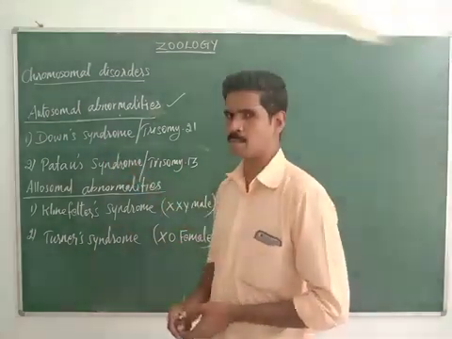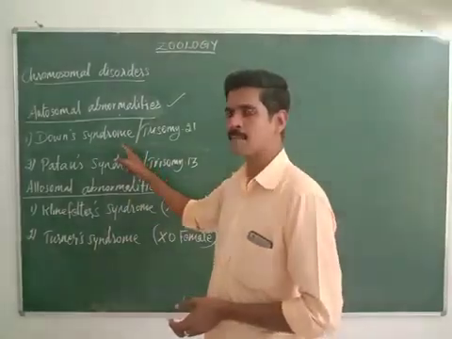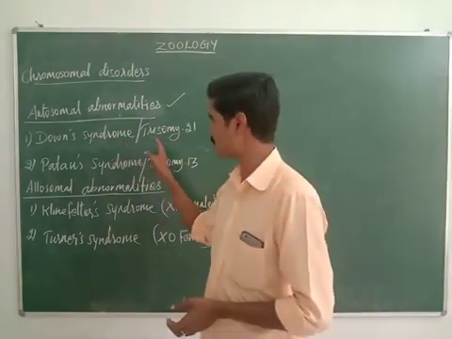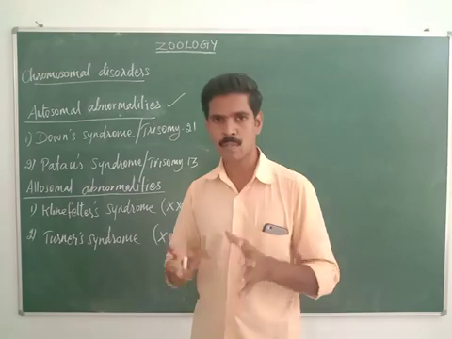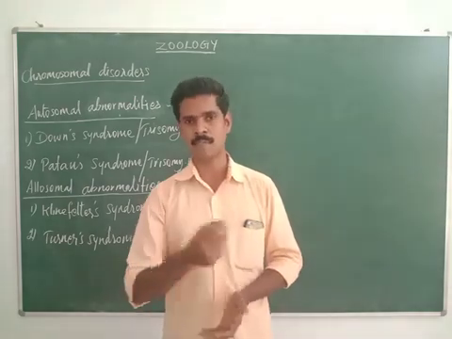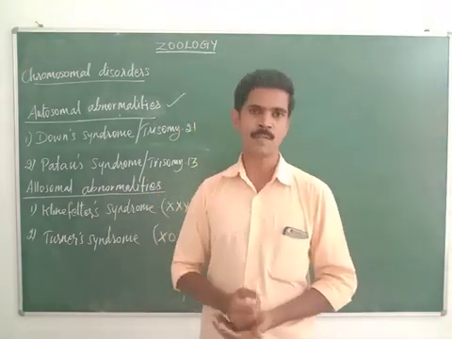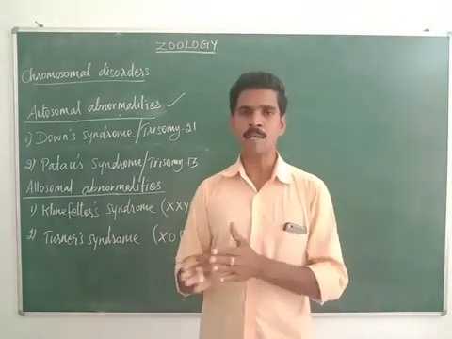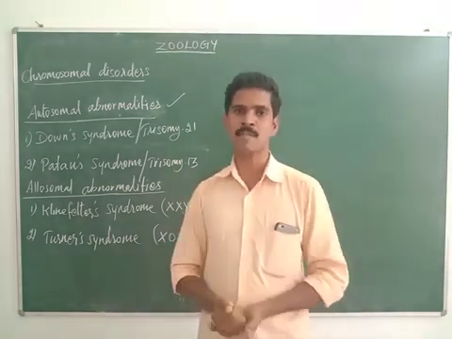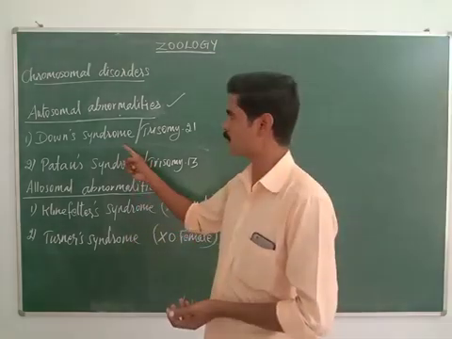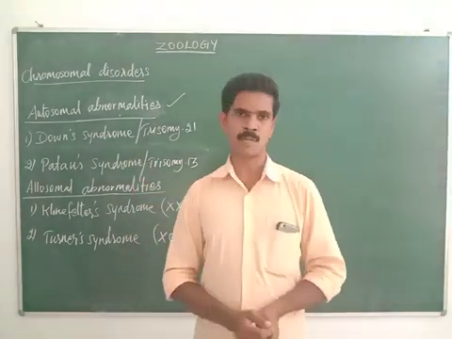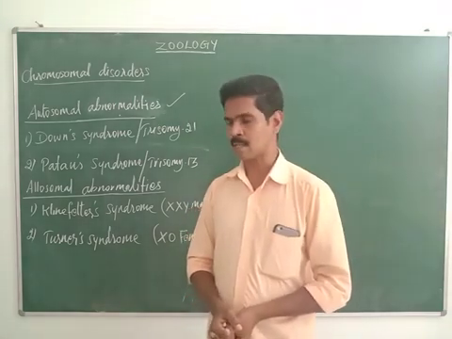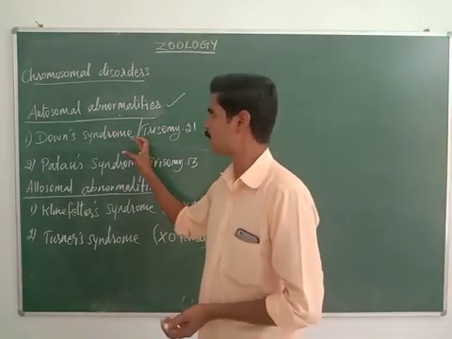First, Down syndrome. Down syndrome is otherwise called trisomy 21. So the 21st chromosome is affected. If some damage or abnormality takes place in the 21st chromosome, it leads to one disorder. That disorder is called Down syndrome. Do you understand?